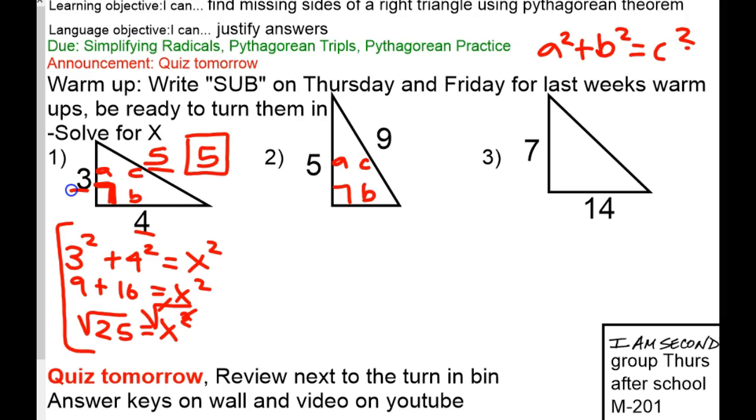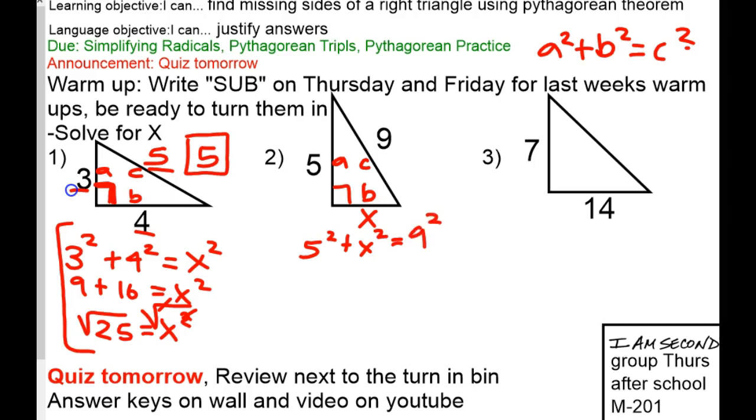So, what's my A value? 5. B is, we'll call it X, and then C is 9. Now, do you have to use X? No, you can use whatever letter you want, honestly. 5 squared plus X squared equals 9 squared.